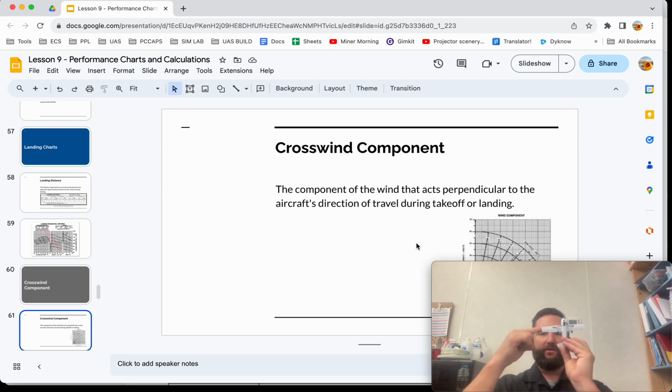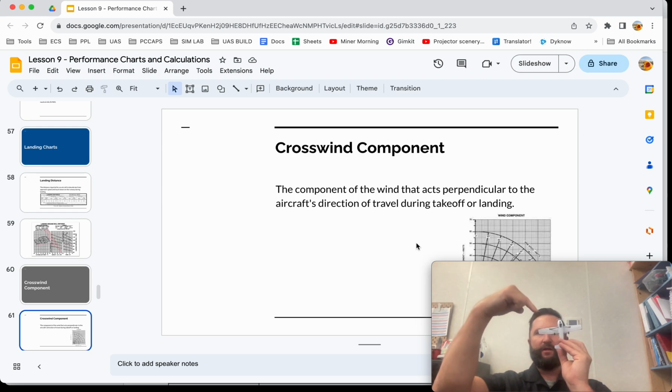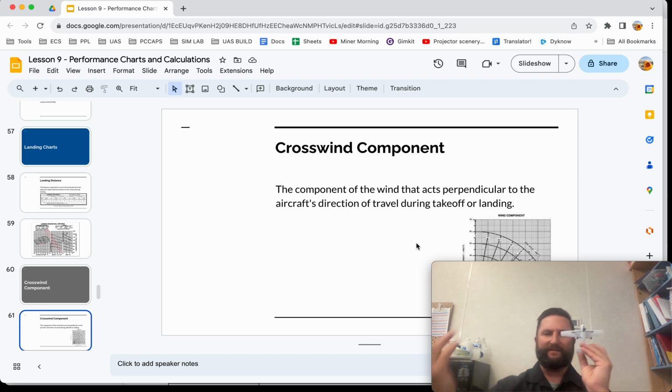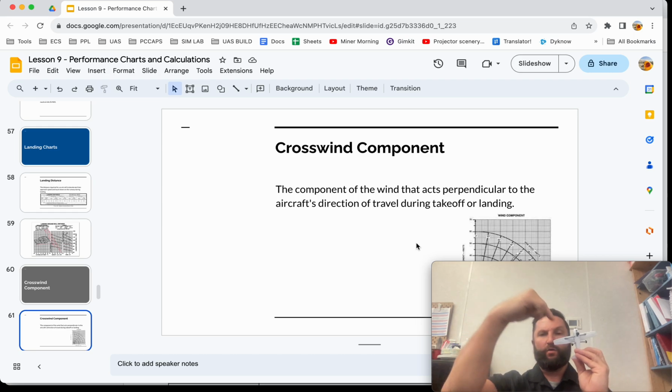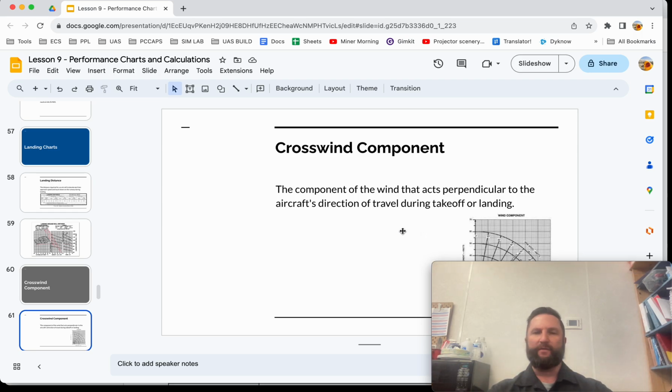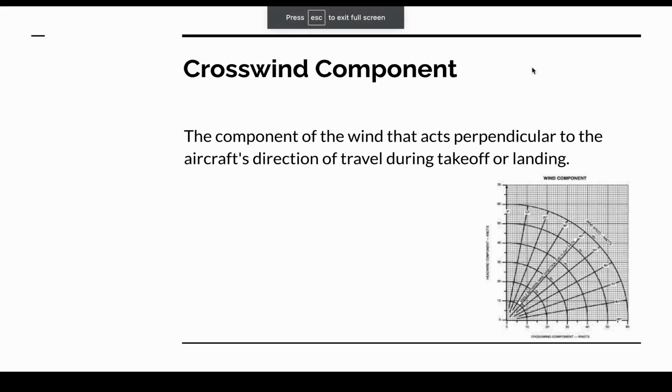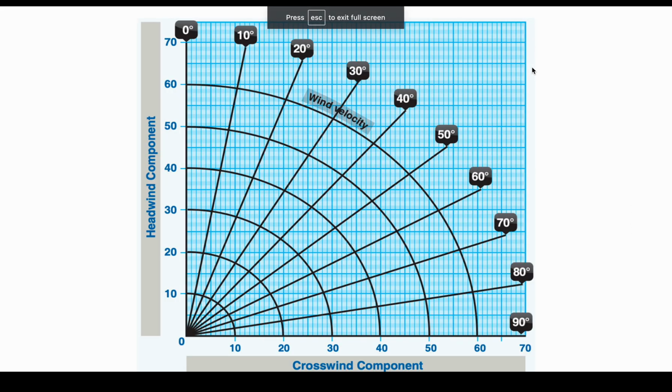Now, what if it's not a direct crosswind? What if it's kind of what we call a quartering headwind? What if it's like this? Does it still push me off? Sure it does. It pushes me off a little bit, but is a 10-knot crosswind equal to a 10-knot quartering headwind? No. So how much effect does it really have? That's what the crosswind component chart does. Very easy chart to use. You'll learn to use that one in class as well. Looks like that.